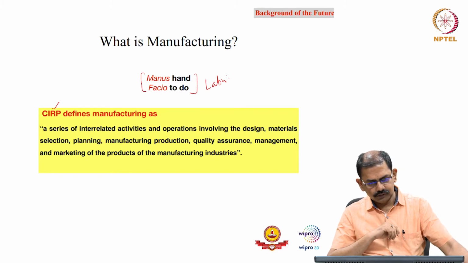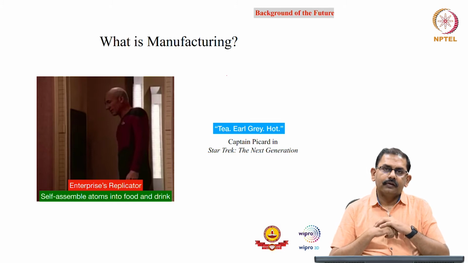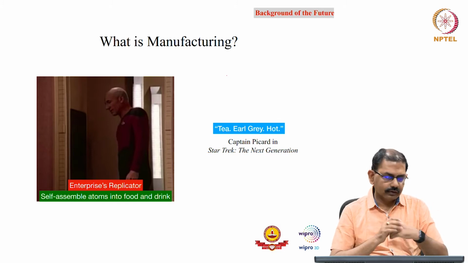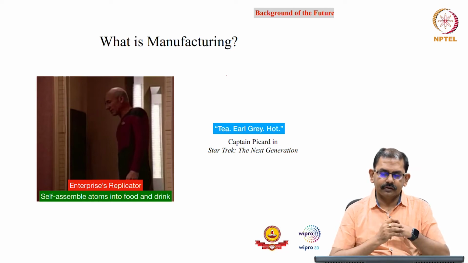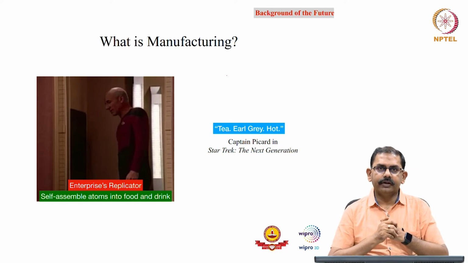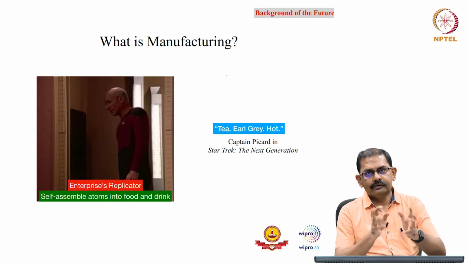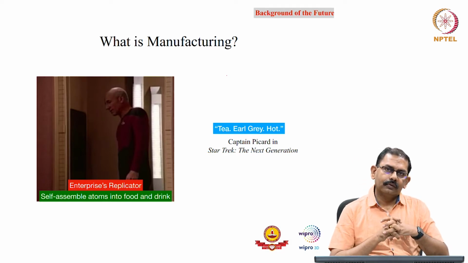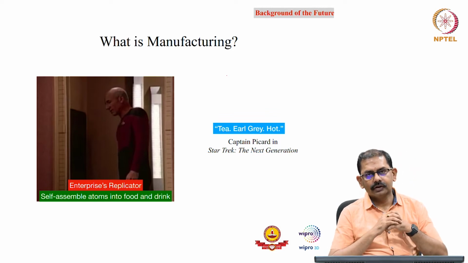With this simple definition, the definition part is over. Then the question here is, what is ideal manufacturing? Or put it that way, what should you actually get out of manufacturing? What are the goals of manufacturing?